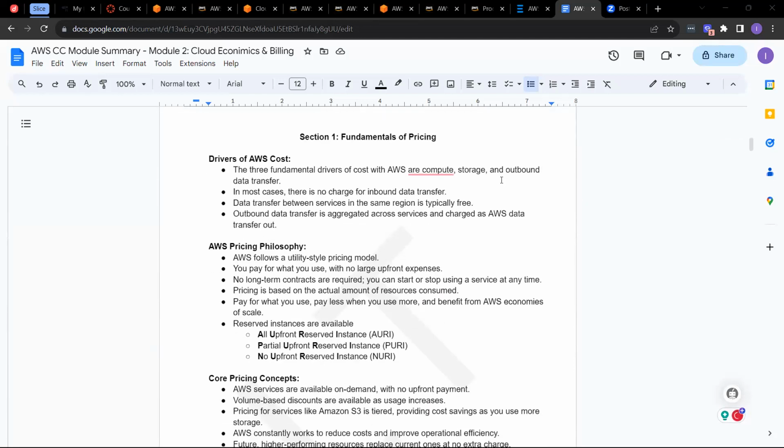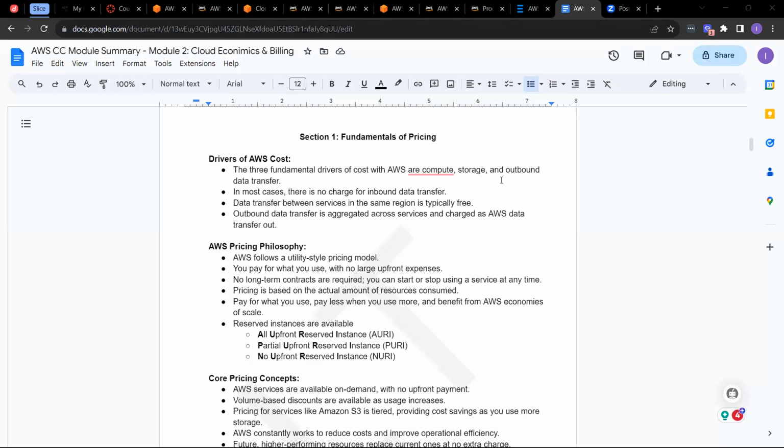So we are looking at the fundamentals of pricing. That's the drivers of the AWS cost. We are all aware that AWS will charge us for what we use and when we use it, right? But the three main things that drive cost are compute, storage, and data transfer. With data transfer, it is outbound data transfer, right? So compute is the compute resources that we use and the hours that we use them, storage is the capacity that we use, and then the outbound transfer for the transfers that we make, right?